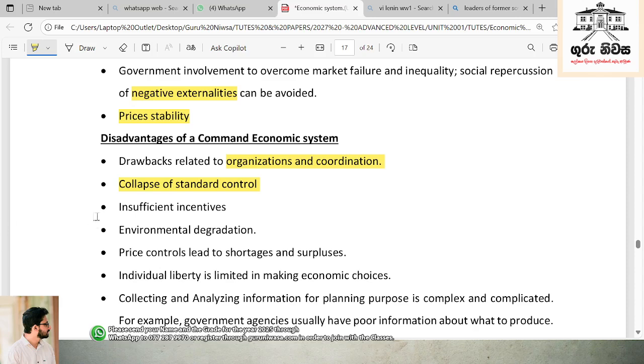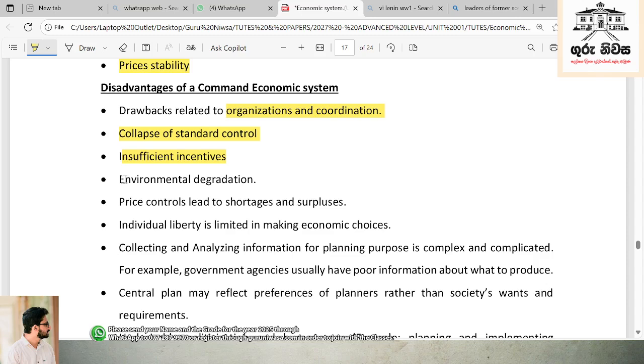Next one, insufficient incentives. Motivations are not enough. Environmental degradation, like pollution. Next one, price control leads to shortages and surpluses. In this economic system, price controls are very common. Price control means shortage of goods arises. I'll explain price control in a separate lesson. Individual liberty: freedom is limited in making economic choices.